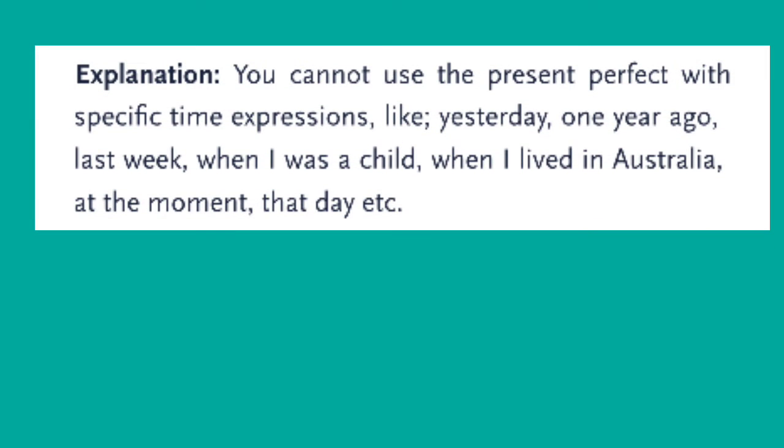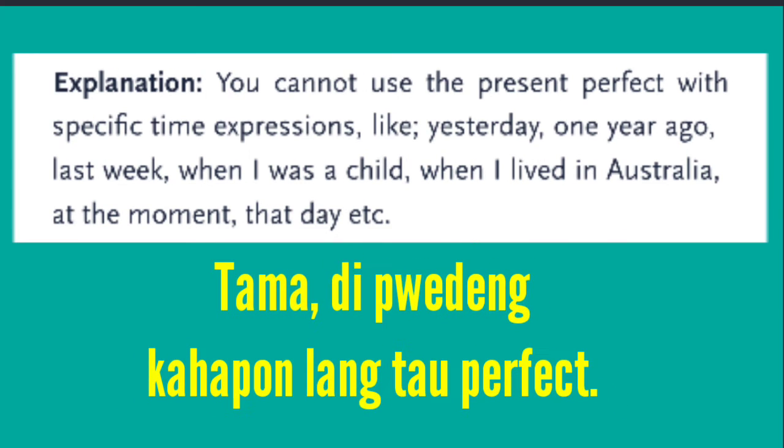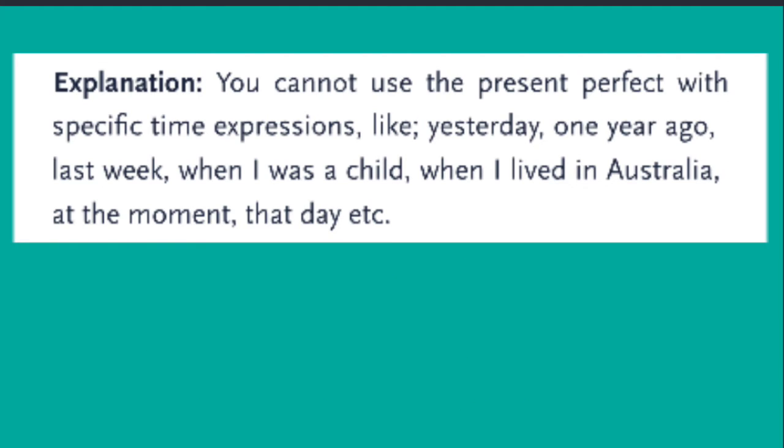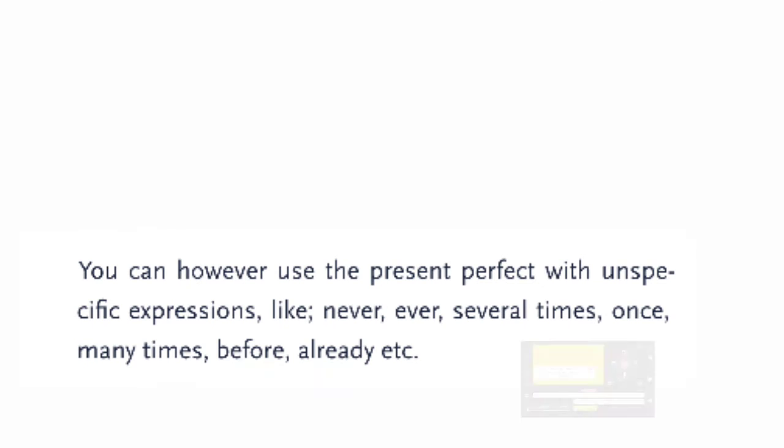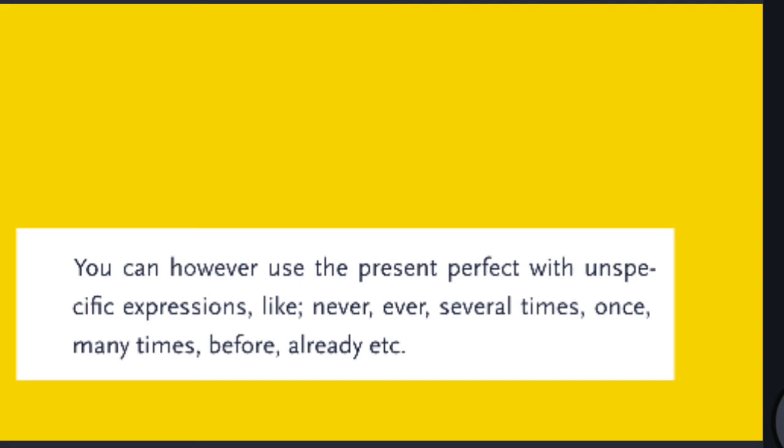You cannot use the present perfect with specific time expressions like yesterday, 1 year ago, last week, when I was a child, when I lived in Australia, at the moment, that day, etc. You can, however, use the present perfect with unspecific expressions like never, ever, several times, once, many times, before, already, etc.